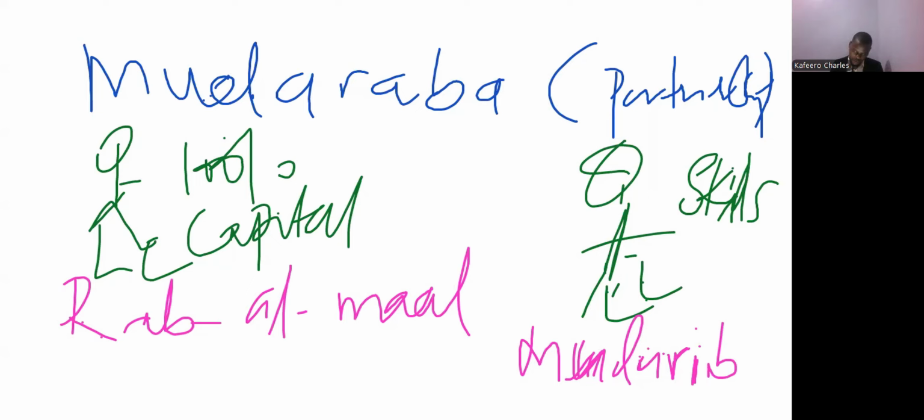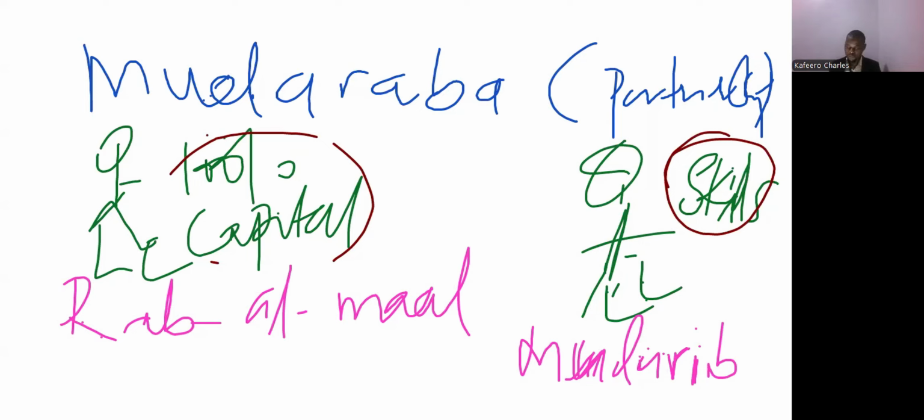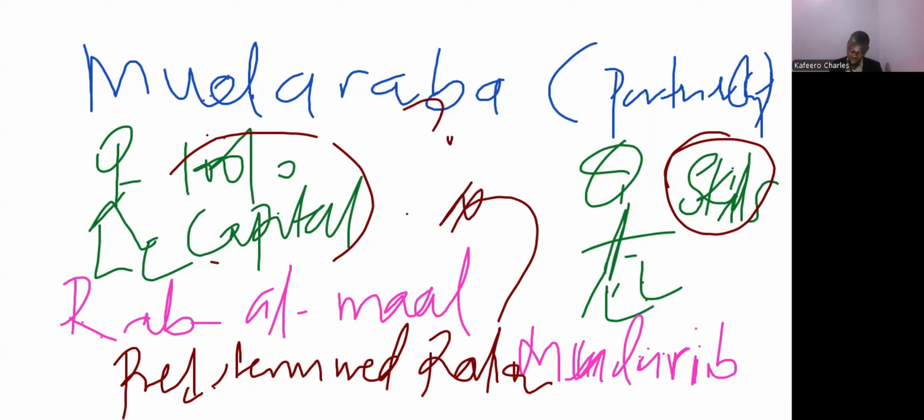So now what's going to happen is that these two people, this one is bringing 100% capital, and the mudarib is bringing 100% managerial skills. And now the partnership is mainly between two people, and it's called a mudaraba contract. Now, when these two people make profits, they are going to be shared in a predetermined ratio. They can agree on whichever ratio they are going to use to share the profits that they have made.